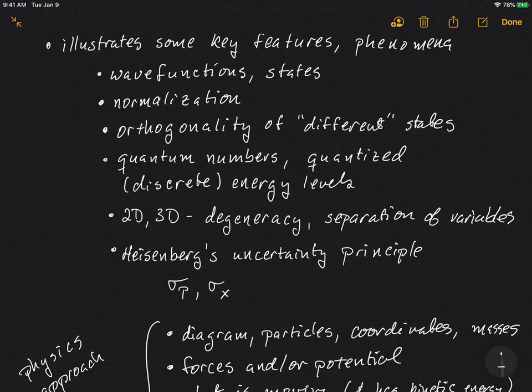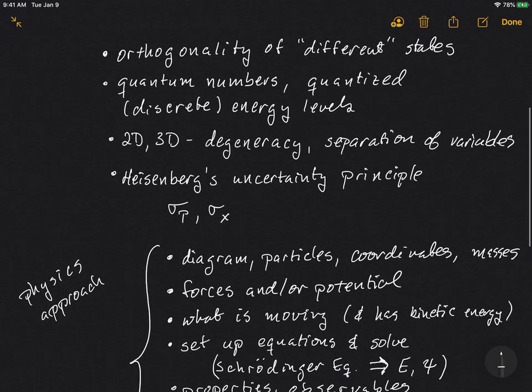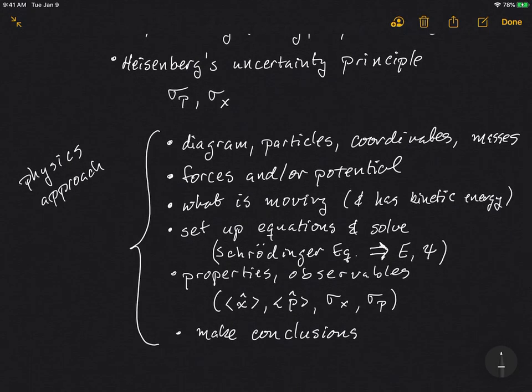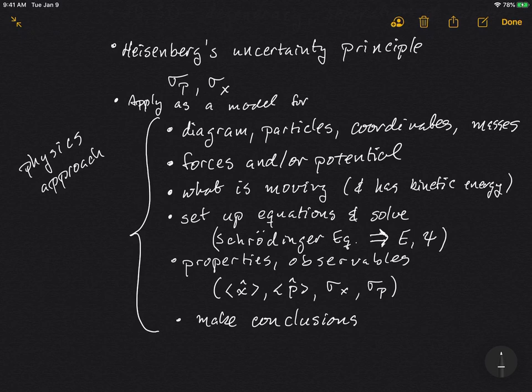Another thing we'll see, we'll have an illustration of Heisenberg's uncertainty principle for this system. So those are some things to watch out for, to give you an overview of where we're headed with this. And of course, we're going to apply this as a model, as a simplified model for more complex systems.